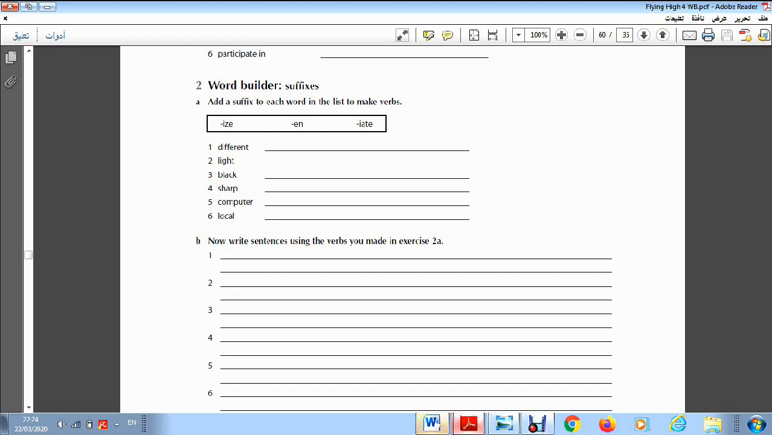Here again, word builder suffixes. Add a suffix to each word in the list to make verbs. We've got ize and ate. Can you help me? Think it over. Prepare a pencil and a piece of paper and try to help your teacher. Are you ready to complete them? Here again, I give you one extra minute. Okay?